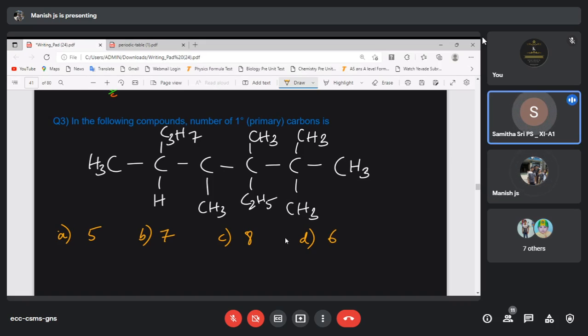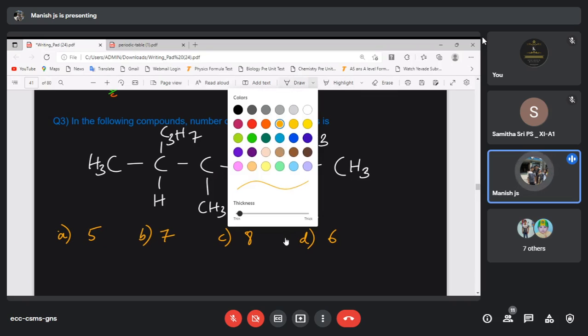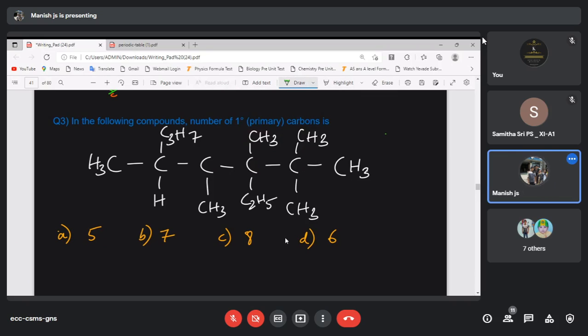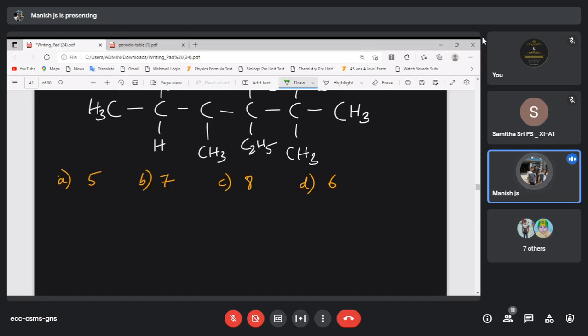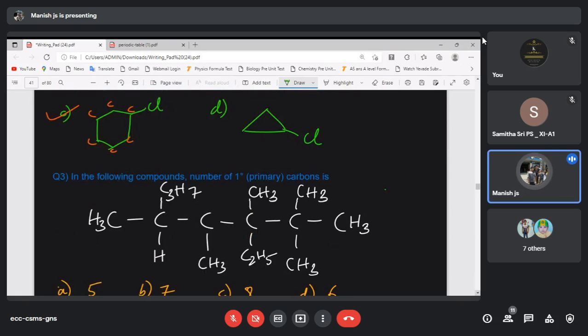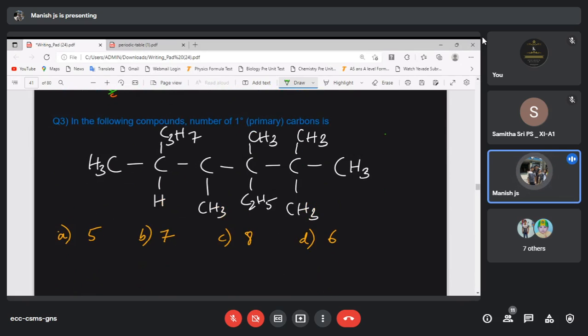Option D 6, sir. Identify the number of primary carbons. Option D 6 is one answer. Okay, anybody else with a different answer? Option D 6, shall we lock? Anybody with a different answer other than this? You represent this whole diagram in the notebook. Represent it completely in your notebook and then try, because there are a lot more chances that you can go wrong. So you must be careful.